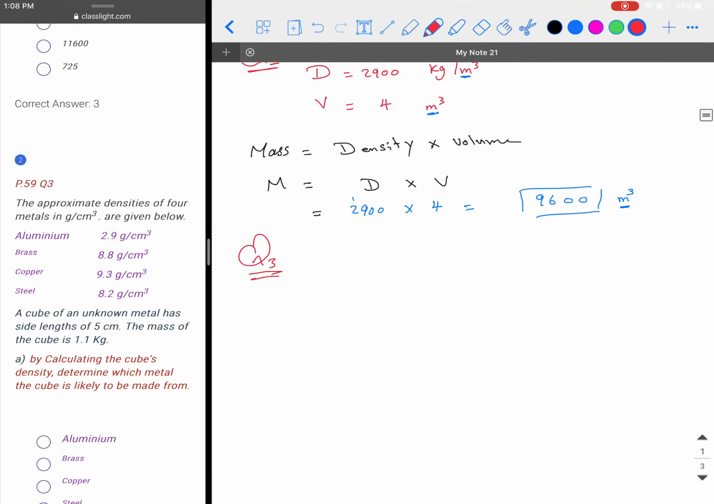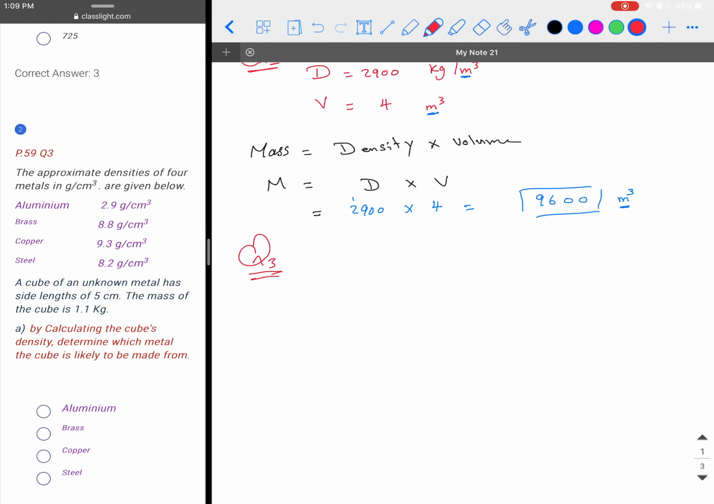In question number 3, he gave the approximate densities of 4 metals in gram per centimeter cubic. So the unit here is gram per centimeter cubic, gram for mass and centimeter cubic for volume, given below: aluminum, brass, copper and steel. A cube of unknown metal has a side length of 5 centimeter. So I know the side length. Side length equals 5 centimeter.